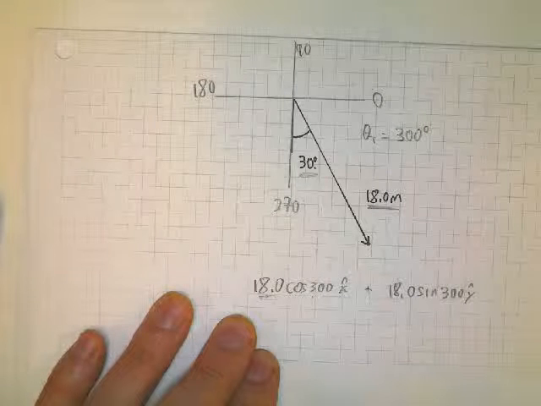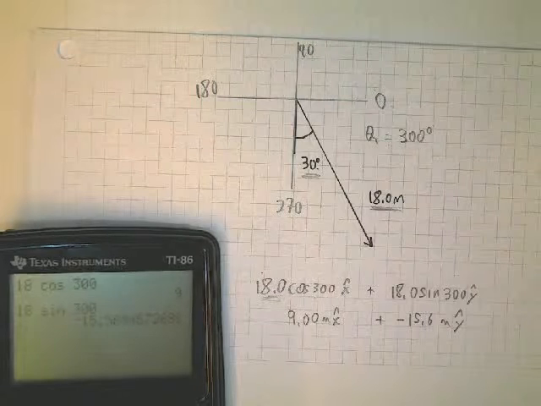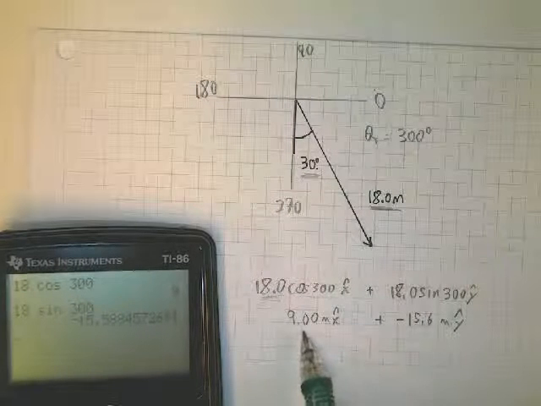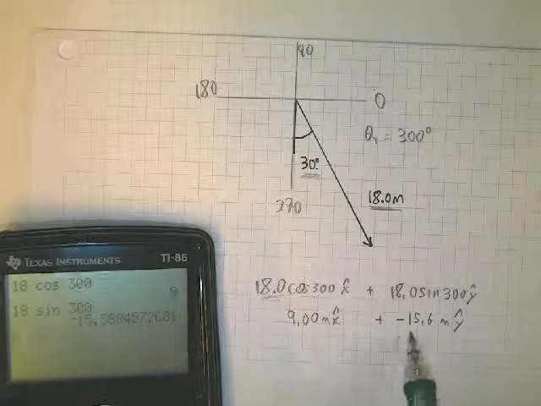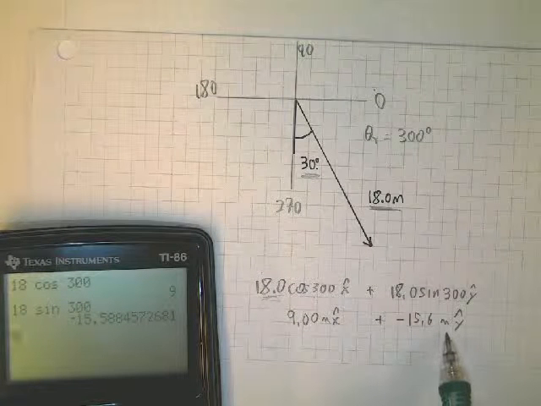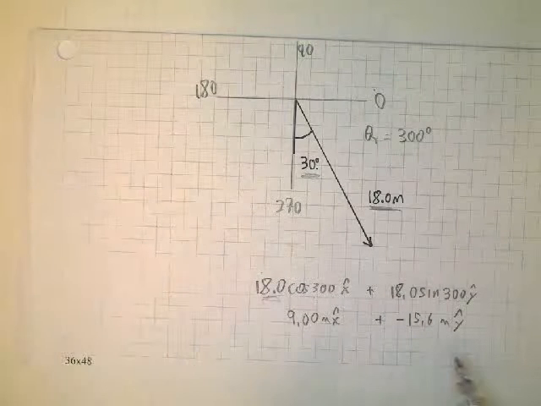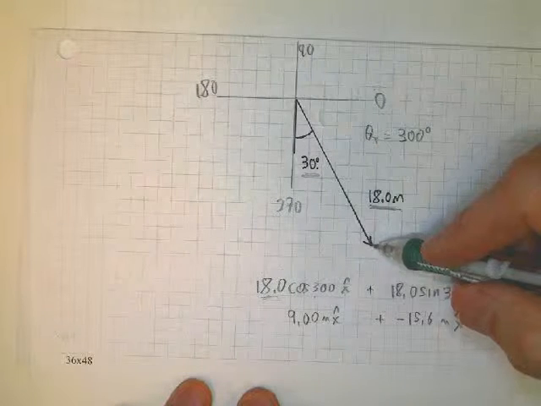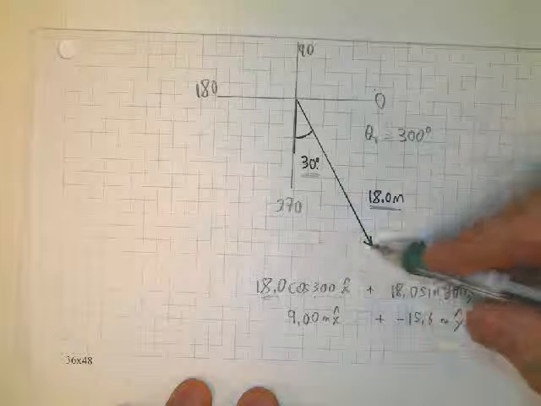And if we calculate these, we get, yeah, here we are. This is, of course, a 30-degree angle, so we get 9 meters in the x direction, negative 15.6 meters in the y direction. Notice that this makes sense, too. This coordinate here, there's more y than x. It goes down more than it goes over.